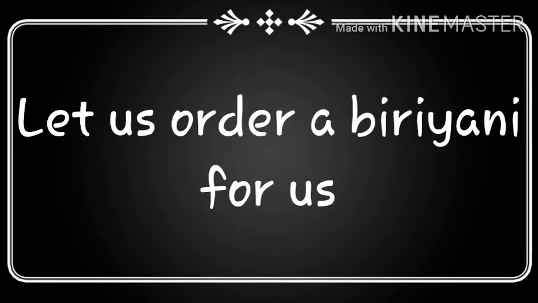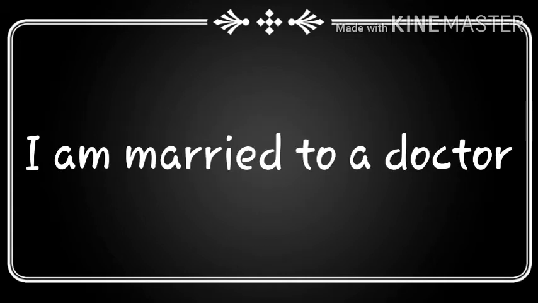Another sentence is, let us order for a biryani. There, for a biryani is wrong. It is, let us order a biryani for us. There is no need of for just before the noun biryani. Next sentence is, I'm married with a doctor. That is wrong. The preposition with is wrong. You have to use I am married to a doctor. She is married to a teacher. He is married to a lawyer. Married will follow with to.